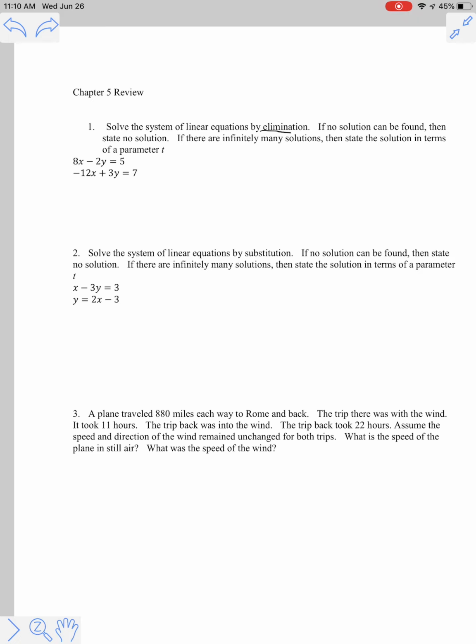So, for example, if I wanted to eliminate y, I wanted to get a negative 6y and a positive 6y. So I'm going to multiply the top equation by 3 and the bottom equation by 2. So now I've got 24x minus 6y equals 15. The bottom equation, negative 24x plus 6y equals 14.